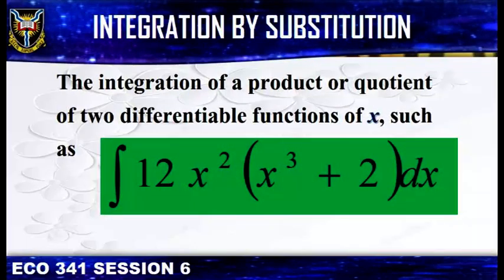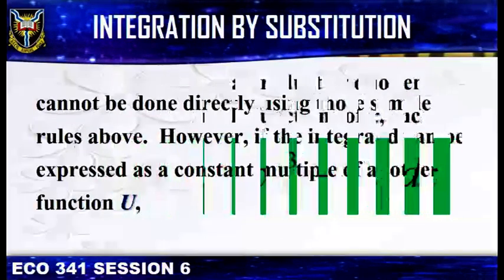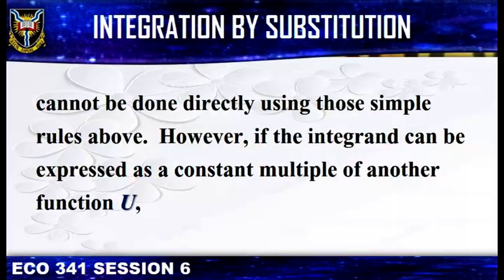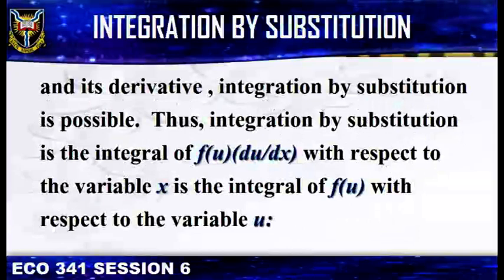Integration by substitution. The integration of a product or quotient of two differentiable functions of x, such as integral 12x squared into bracket x cubed plus 2 dx, equation 6.4, cannot be done directly using those simple rules above. However, if the integrand can be expressed as a constant multiple of another function u and its derivative du dx, integration by substitution is possible.